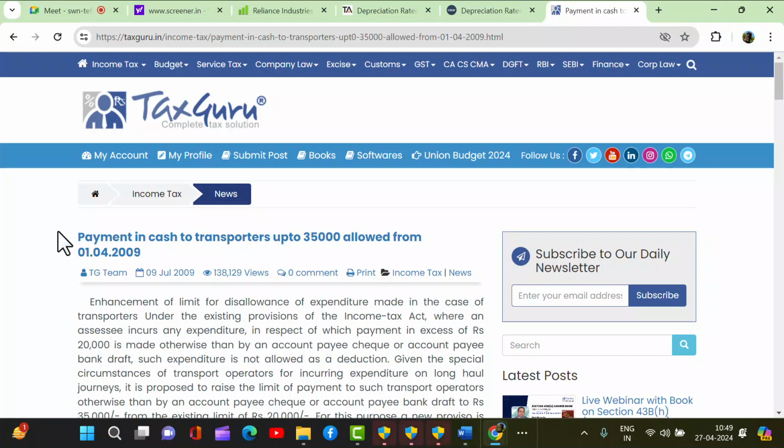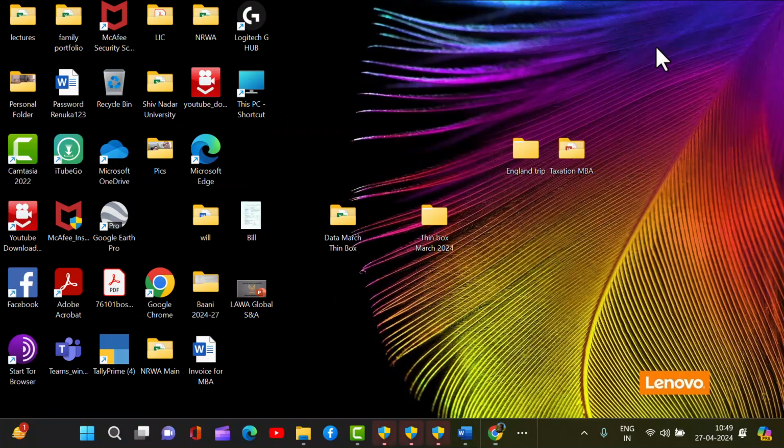So if you are paying to a transporter, why this relaxation? Because transporters come and ask for cash, since you can't pay them by cheque. Suppose there's a one-time transporter who brings your goods to your factory and says the bill is 33,000, so you have to pay him. This is an exemption to the normal limit of 10,000. You can pay up to 35,000 to a transporter for transporting goods, and that will be allowed. So let's come back here.